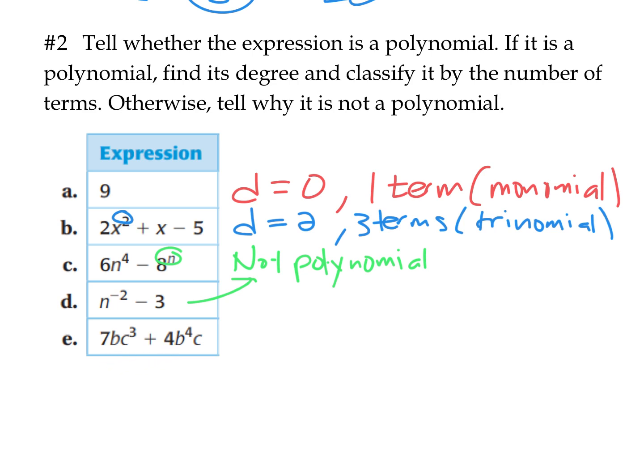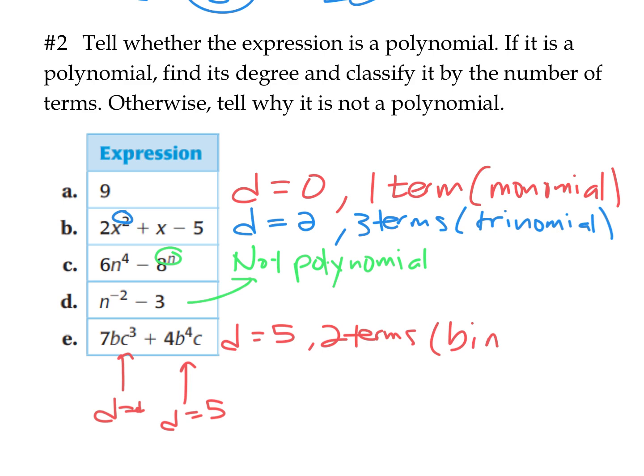The degree, okay, this has a degree of 4. This has a degree of 5. So the degree of the whole polynomial would be 5. And it's got 2 terms. Let's see if you know what the word is for 2 terms. If a monomial has 1 term, a trinomial has 3 terms, a binomial has 2 terms. So know the terminology there. Binomial, something with 2 terms.